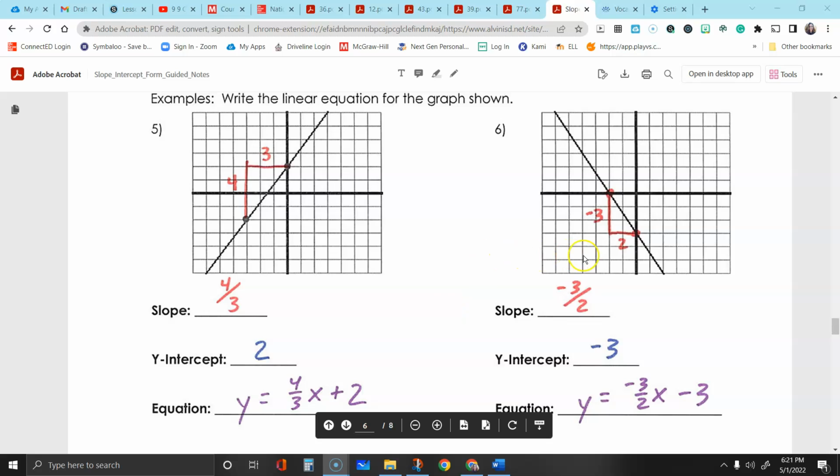How'd you do? Let's count. We go down 3 over 2, so -3/2. Your y-intercept, look at that. Let's count down from 0. The origin, 1, 2, 3. -3. Y equals -3/2 x minus 3.